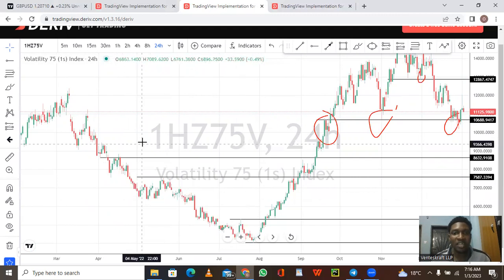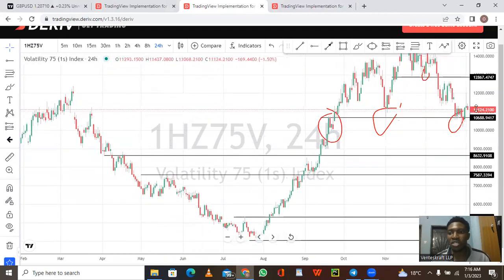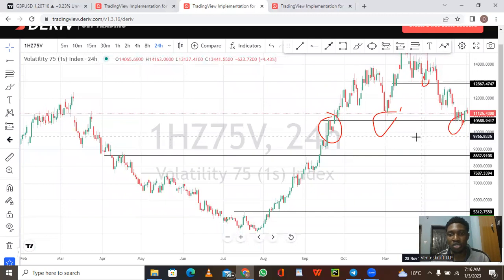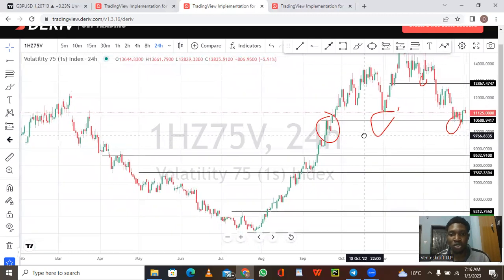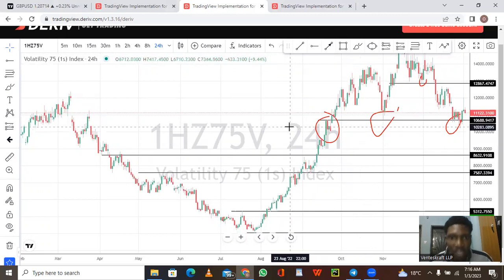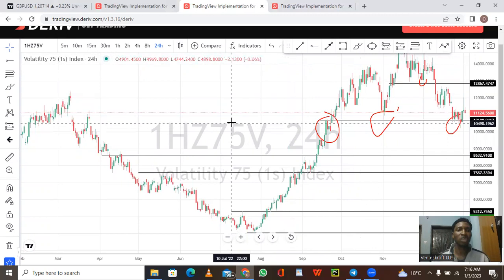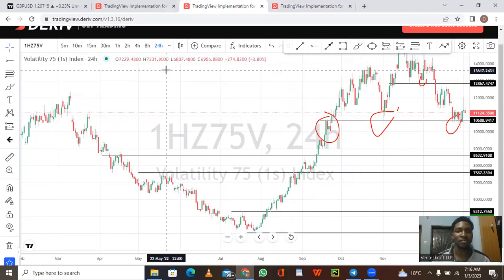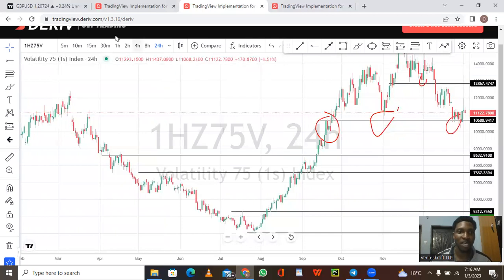So the higher time frame helps us to understand major zones. It helps us to spot major zones, major turning points in the market. So that is it about the higher time frame. Now we're going to look at the lower time frame and how you can merge them together while making analysis.